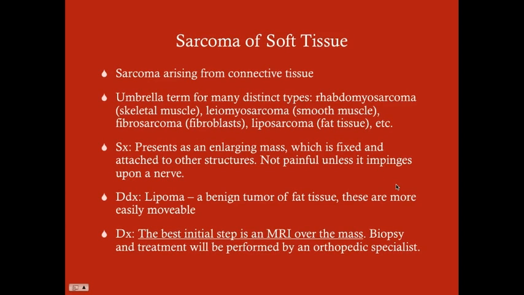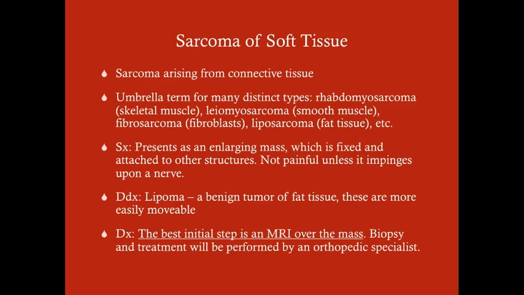And then sarcoma of the soft tissue. So sarcoma of the soft tissue is, as its name would imply, just sarcoma arising from connective tissue. It's an umbrella term for many distinct types of sarcomas. So rhabdomyosarcoma, which is a sarcoma of the skeletal muscle, leiomyosarcoma, which is a sarcoma of smooth muscle, commonly which we see in the uterus, fibrosarcoma, which is a sarcoma of fibroblasts, and liposarcoma, which is a sarcoma of fat tissue.